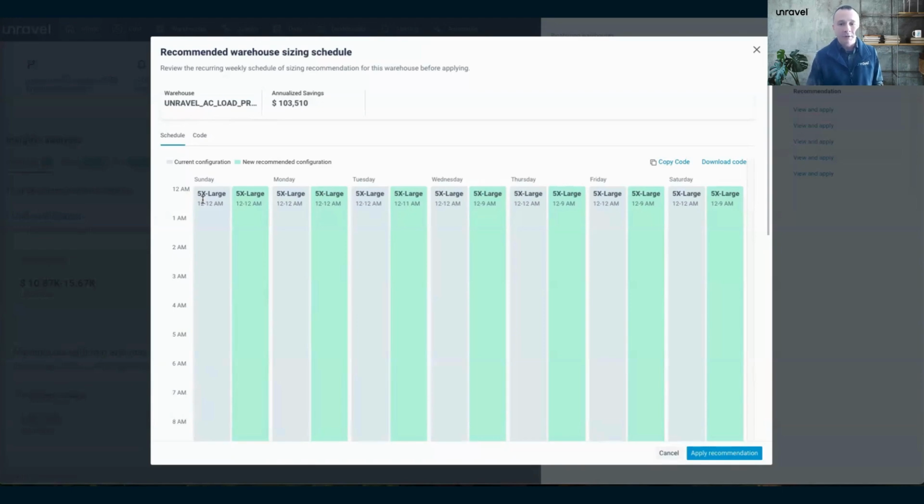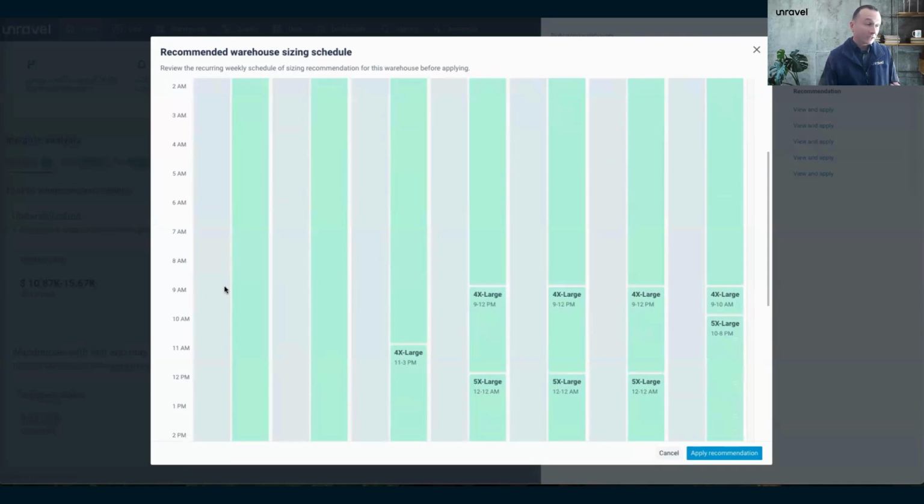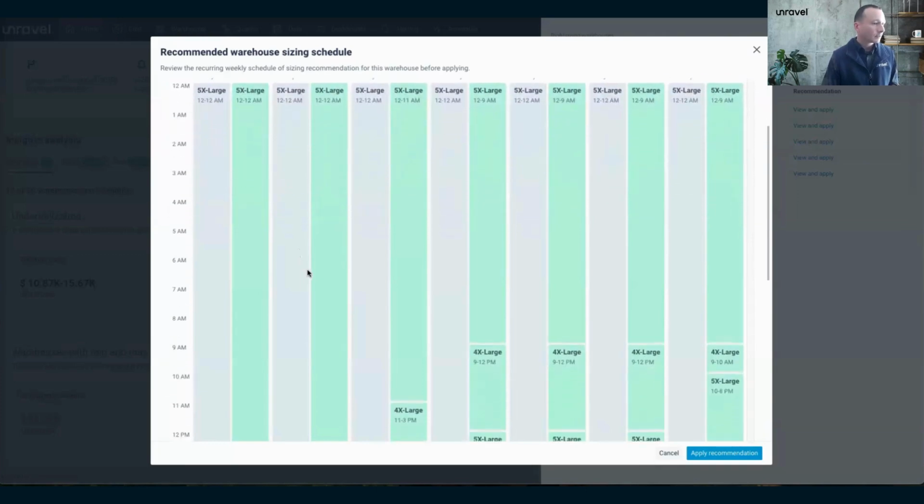It's simple, it's powerful. And here on the screen, we're giving everything to you on a silver platter, essentially, right, through this recommended schedule. So what are you looking at here? 7 days of the week, 24 hours in a day. The gray is the current configuration. This is what was chosen to be run by the developer or the engineer at the beginning. And the green is the recommendation. So Sunday, 5x large. Unravel did the analysis and said, hey, yeah, this makes sense. Keep that 5x large. Maybe same thing with Monday.